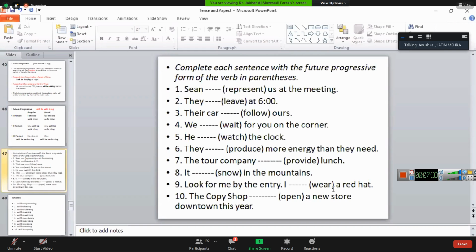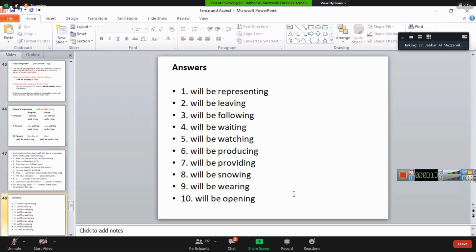Look for me by the entrance. I dash wear: I will be wearing. The coffee shop dash open: will be opening. So, being progressive, the ing forms are there. Commonly, you are writing will be.